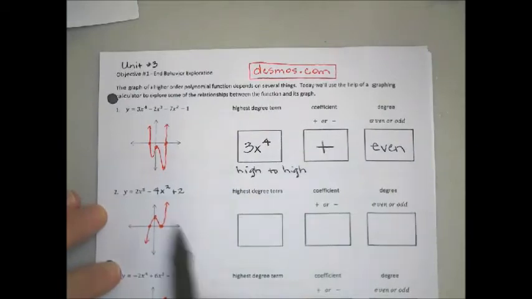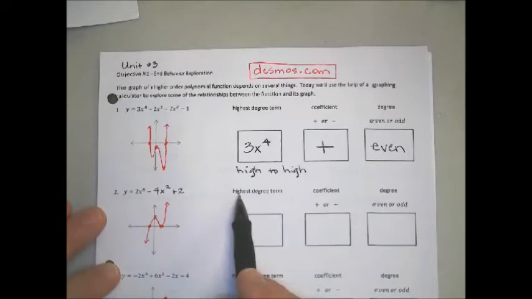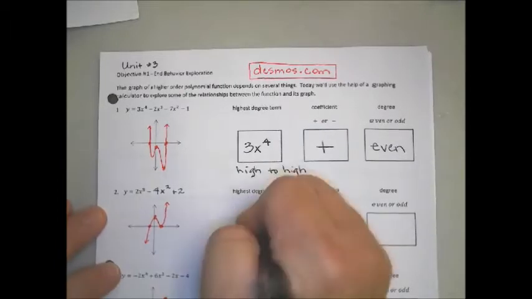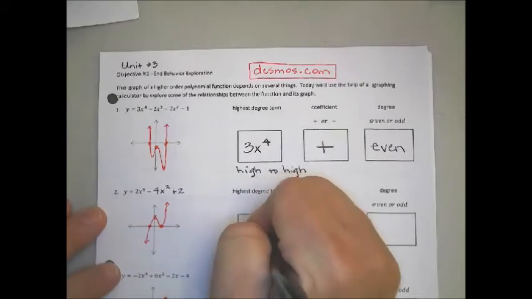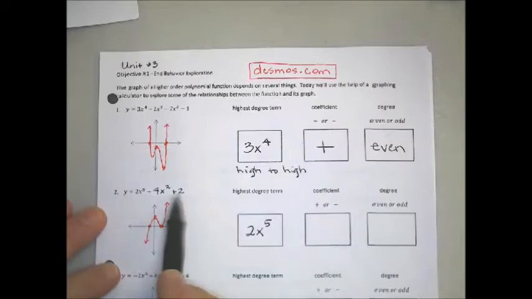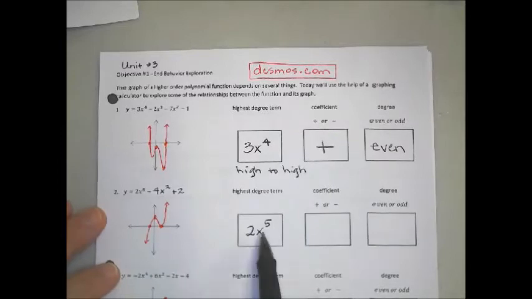Moving on to the next one. When you put in this equation, this is a sketch of the graph that you get out. And again, all we care about is the highest degree term, which happens to be 2x to the fifth. Most of the time it'll be the first term, but don't get caught. It doesn't have to be. They could put things out of order and put the highest degree term anywhere. So the highest degree term is 2x to the fifth.